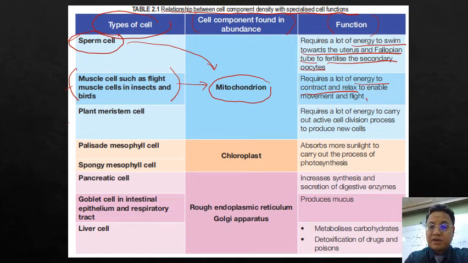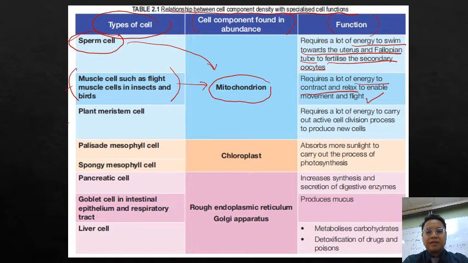to enable movement and also flight, to generate more energy. So this energy helps to contract and relax to enable movement or to produce movement. The next one, plant meristem cell. Plant meristem cells also have a lot of mitochondria. Why? Because extra mitochondria is needed to generate more energy to carry out cell division, to produce new cells. So these three cells have a lot of mitochondria.